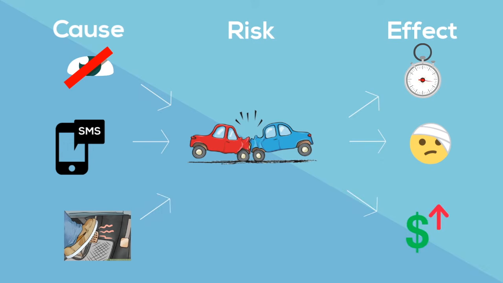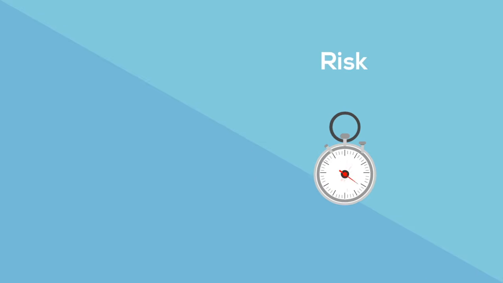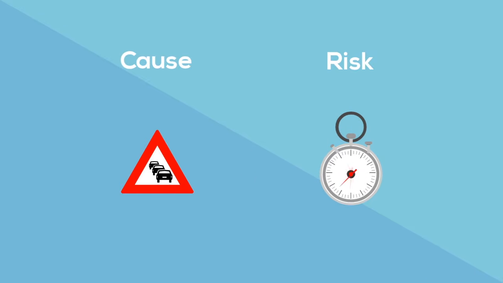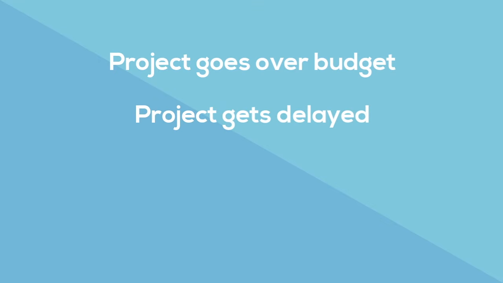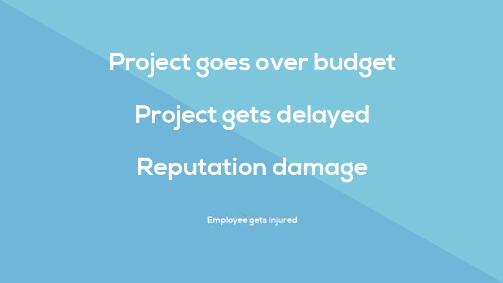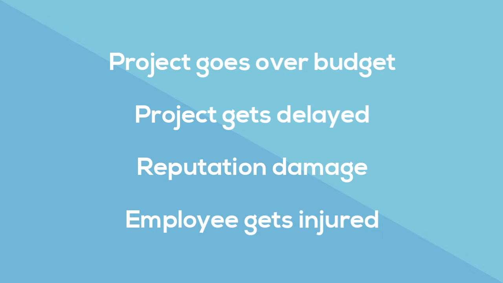Let's try another one. So someone mentions being late as a risk, but he also mentions that it's due to heavy congestion. During a risk brainstorm, we are bound to have risks being mentioned that are actually objectives. Most common examples are project goes over budget, project gets delayed, reputation damage, and employee gets injured. All of these are goals of the project. You want the project to be done within time and budget, and with minimal human injury.